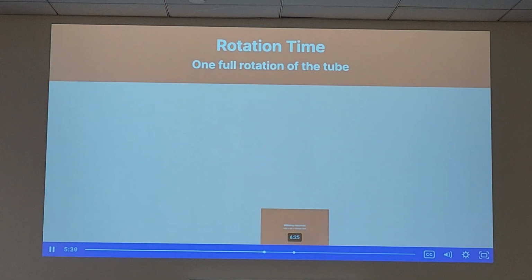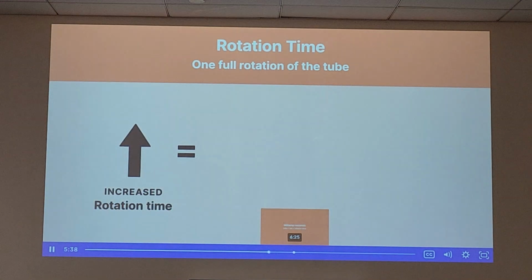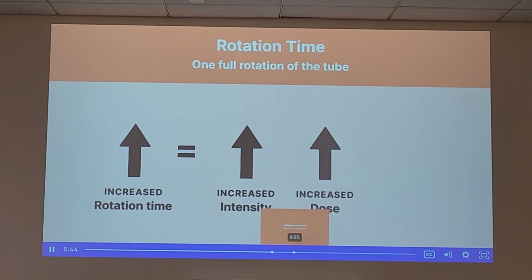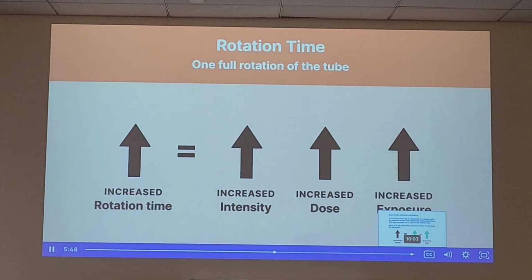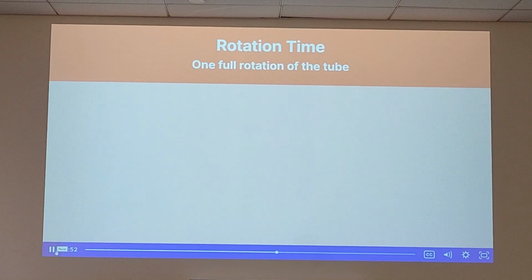So how do changes in rotation time affect the patient and the image? If we increase the rotation time, it has the same effect as increasing the MA. Increasing the rotation time increases the intensity, it increases the dose to the patient, and it increases the exposure to the detectors. But there is one negative effect of increasing.